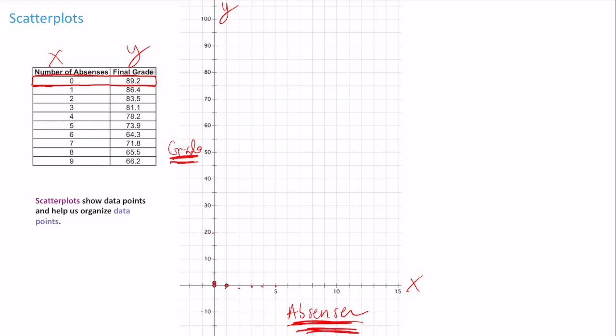So x is 0, final grade 89.2, and we'll just estimate that. So 0 absences is on the axis, so 0 and then 89.2 would be basically a 90, so that's right there. I'm going to label this one, but I'm not going to do that for every one. I just want you to see how that row corresponds to a point on the scatter plot.